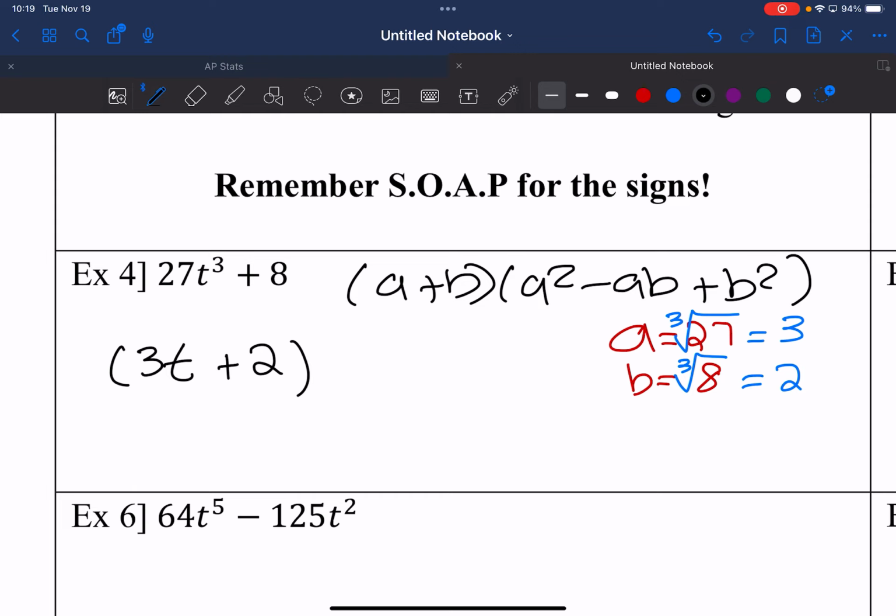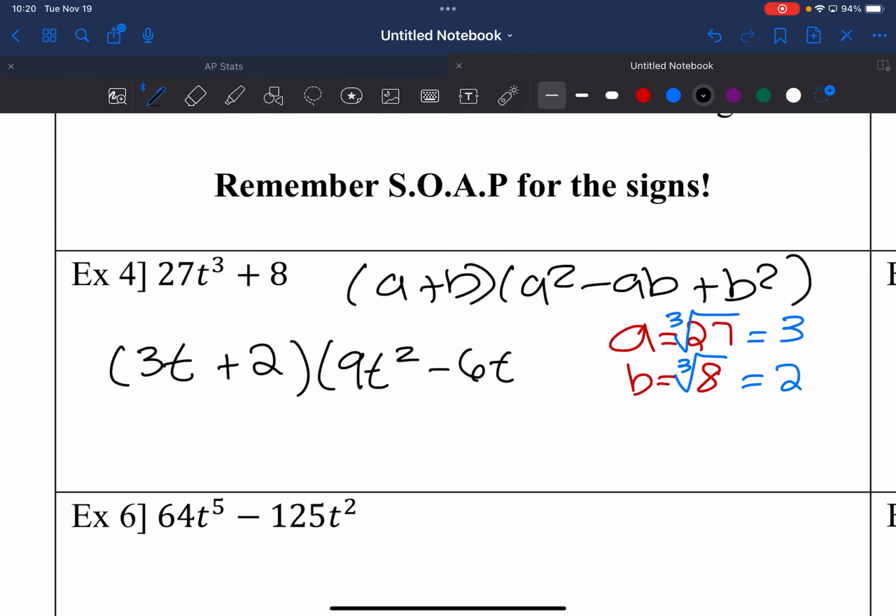Then we do a squared. So what's 3 squared? Nine, so we have 9t squared. Then it says minus ab. So what's a times b? 6. So this is going to be negative 6t. And then plus b squared.